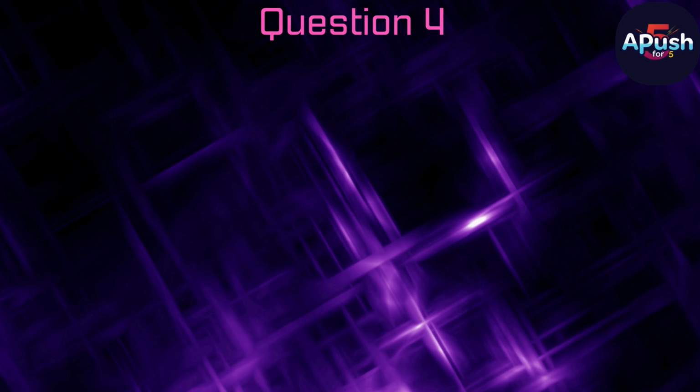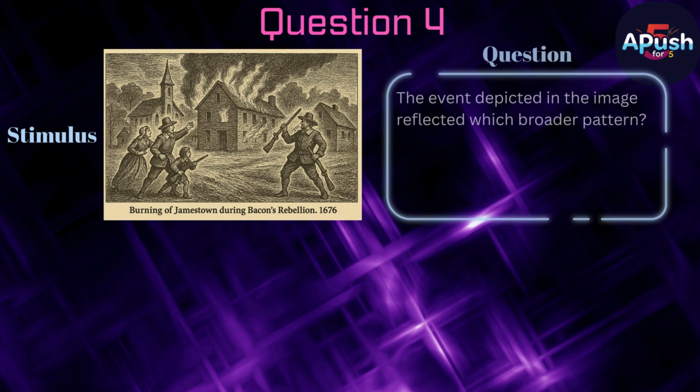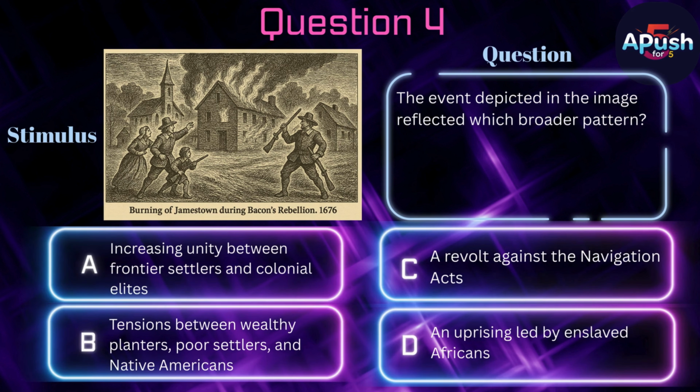Question 4. Stimulus. See the image. Question. The event depicted in the image reflected which broader pattern? A. Increasing unity between frontier settlers and colonial elites. B. Tensions between wealthy planters, poor settlers, and Native Americans. C. A revolt against the Navigation Acts. D. An uprising led by enslaved Africans.